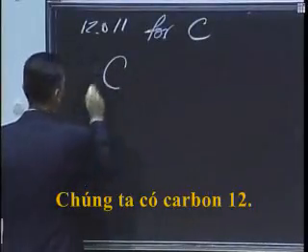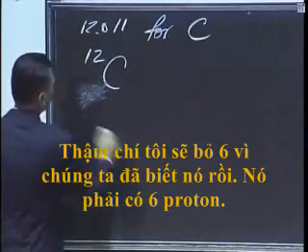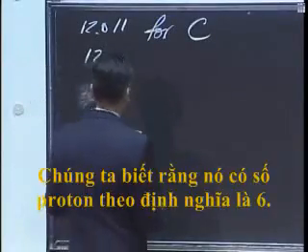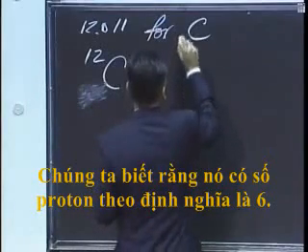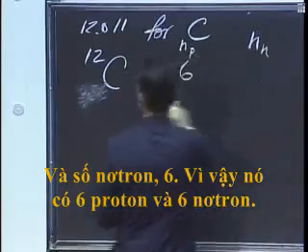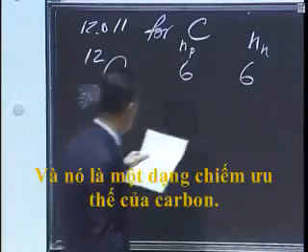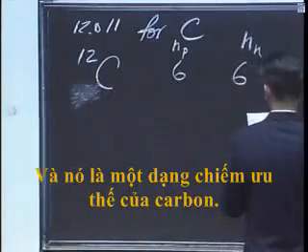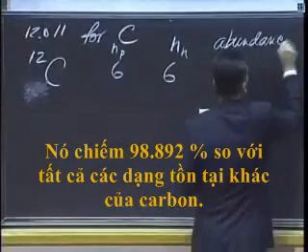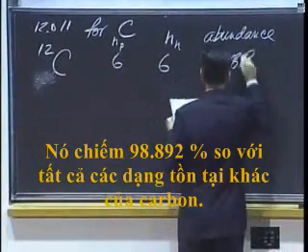We have carbon 12. I'll even leave off the 6 because we already know it's carbon. It has to have 6 protons. So carbon 12, we know the proton number by definition is 6, and the neutron number, 6 from 12, is 6. So it's got 6 protons and 6 neutrons, and it is the dominant form of carbon. So its abundance in nature is 98.892%.